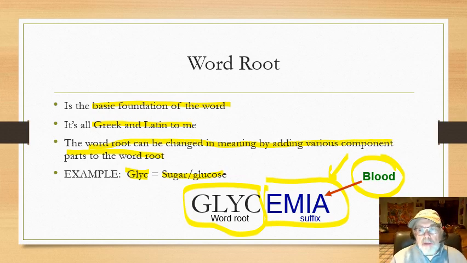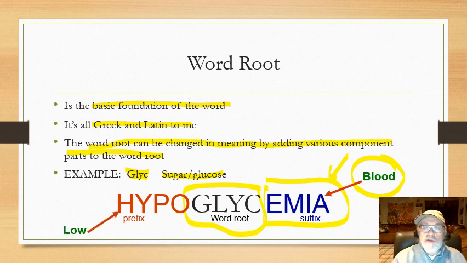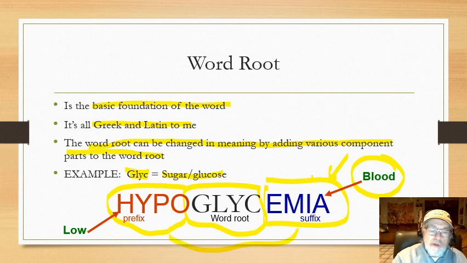But what about blood sugar? I could make this word much more specific by doing what? Yep, adding a prefix. So let's add a prefix, hypo. Hypo is a prefix that means low. So now I've gone from glyc, sugar, to glycemia, meaning blood sugar, to adding a prefix, hypo, which means low blood sugar. Blood, low, sugar. If I start with the suffix and then go to the beginning: blood, low, sugar. Therefore, hypoglycemia means low blood sugar.